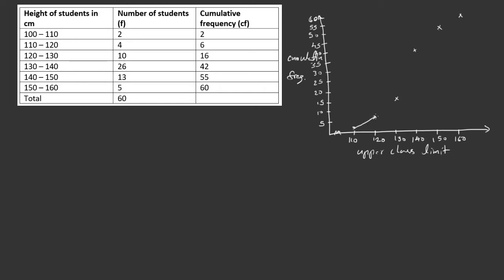Join the points with a freehand smooth curve. The curve we get is called cumulative frequency curve or an ogive of less than type.